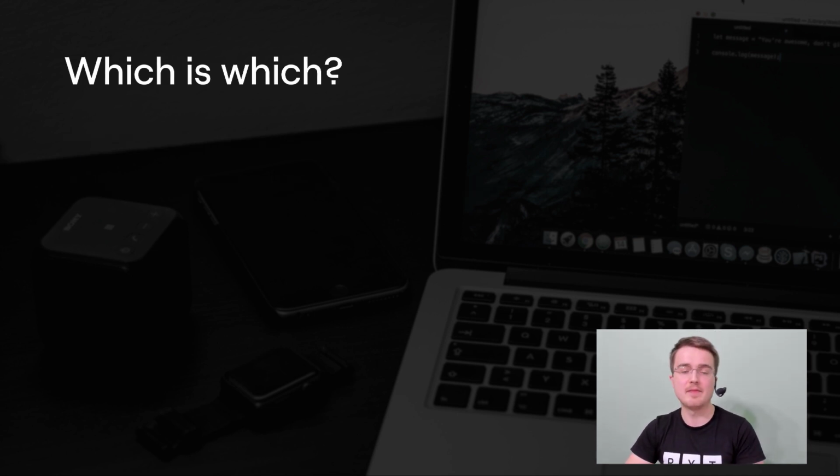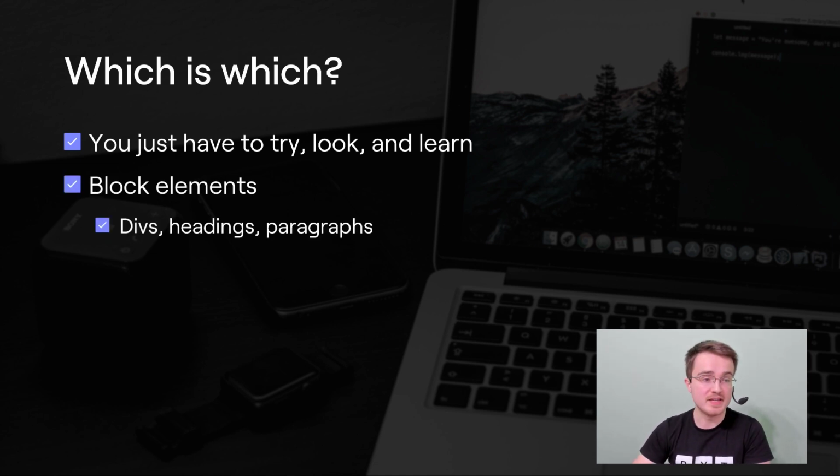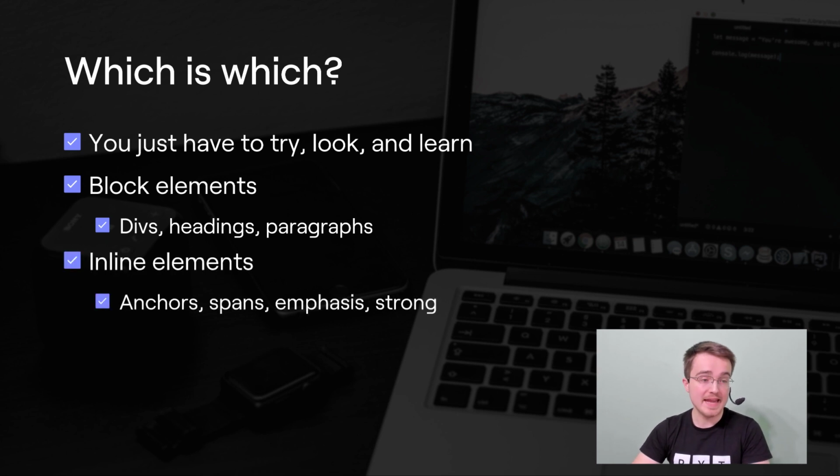So which is which? Because there are a lot of elements in HTML, and you just have to try them, look at them, and learn them. There's so many elements that I couldn't possibly tell you all of them. Block elements are going to be things like divs, headings, paragraphs, stuff like that that you normally want to occupy its own space, if you will. And inline elements are going to be things like links, that's an anchor, a span, emphasis, strong, things that normally you'd think of as being inside something else. So that's the conceptual difference between the two, although, as you know, there are some other differences too.